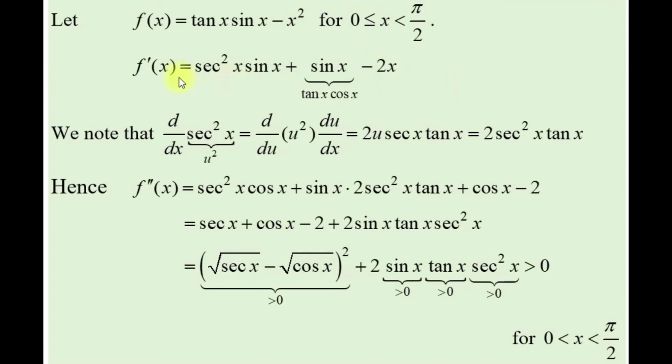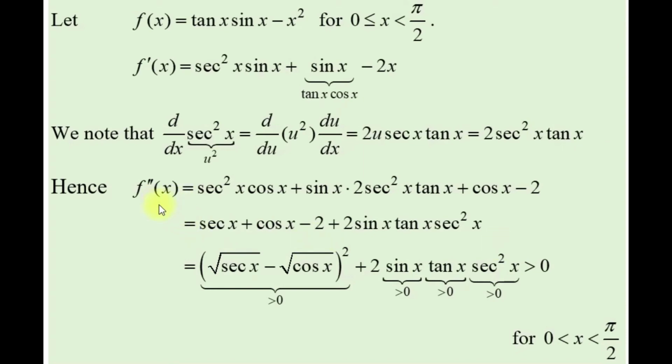Now we differentiate f prime of x with respect to x. For that purpose, we note that the derivative of sec square x is, we put sec x equal to u, so that this becomes d by dx of u square, which is equal to d by du of u square times du by dx, chain rule, which is equal to 2u sec x tan x, because u is sec x, its derivative is sec x tan x. Now substitute u, which is sec x. So we ultimately get 2 sec square x tan x.